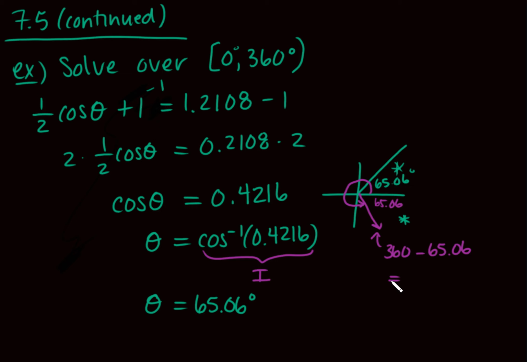Because remember, cosine inverse won't give you both angles because cosine inverse is a function, and a function won't do that. It'll just give you one angle. So my angles are 65.06 and 294.94 degrees. And if you put these two angles in your calculator, you take the cosine of each one, you'll see that you're going to get 0.4216. And of course, if it asks for all solutions, you would put plus 360k to both of those. All right, cool. Let's do another one.